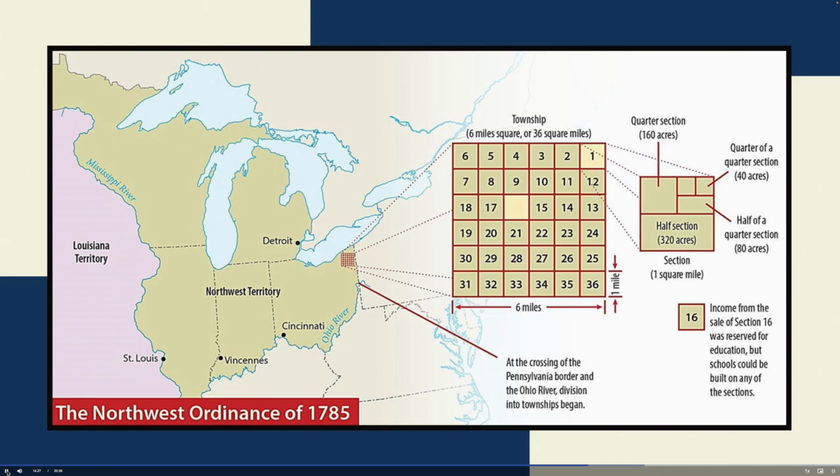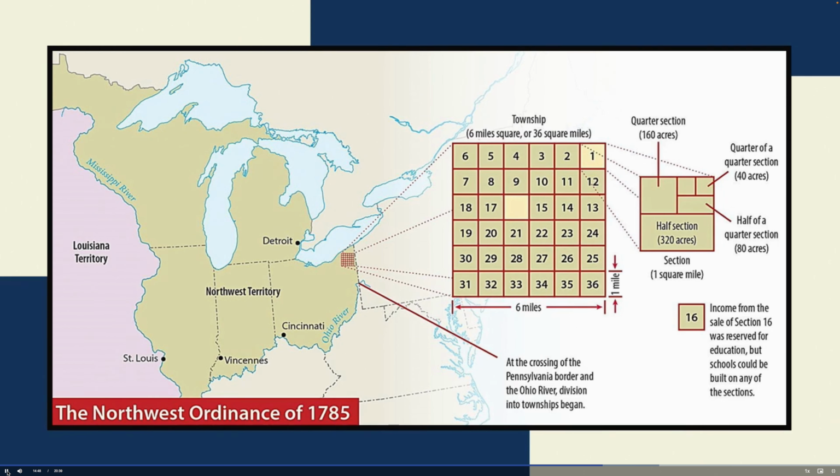The Northwest Ordinance of 1785 provided for the surveying and sale of the territory. It divided the land into areas of 6 miles square or 36 square miles called townships. Now, each township was subdivided into 36 smaller parcels, each 1 square mile, called sections. A section contained 640 acres.